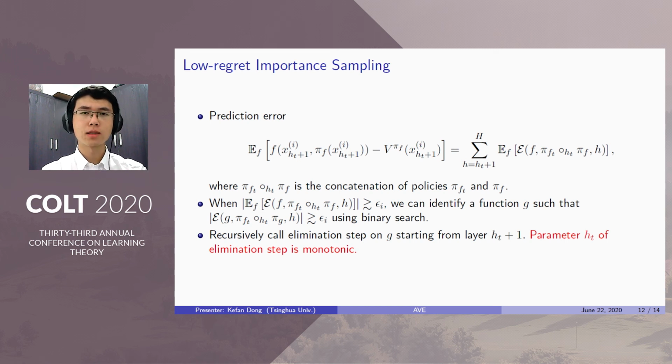If the expected prediction error is large, we can identify a function g such that the Bellman error of g is large. This step is done by binary search over the support of the distribution computed by the contextual bandit oracle. Then we can recursively call the elimination step starting from layer h_t plus 1. Note that the parameter h_t of the elimination step is monotonic, so the elimination step eventually terminates.